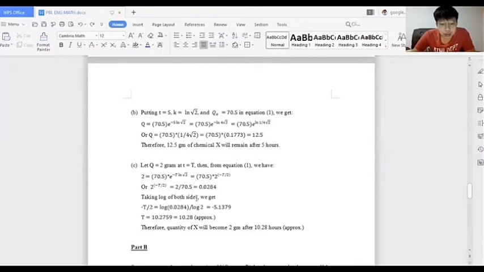So taking log of both sides, we get minus 5.1379. So we will get T equal to 10.28 approximately. Therefore, the quantity of X will become 2 grams after 10.28 hours.